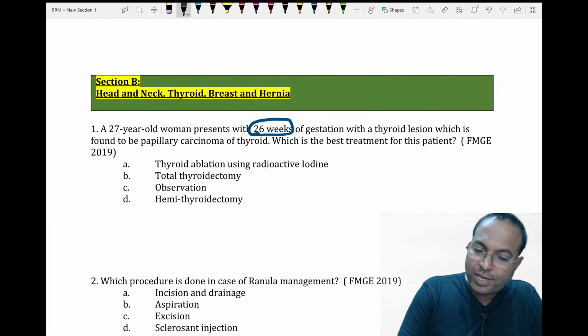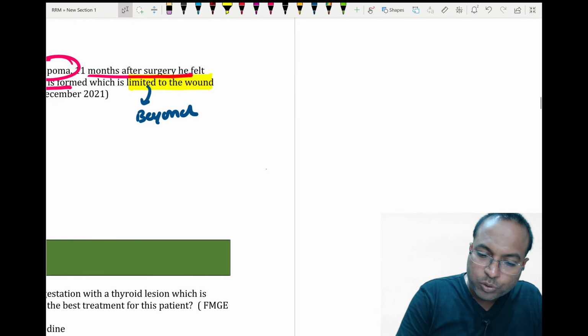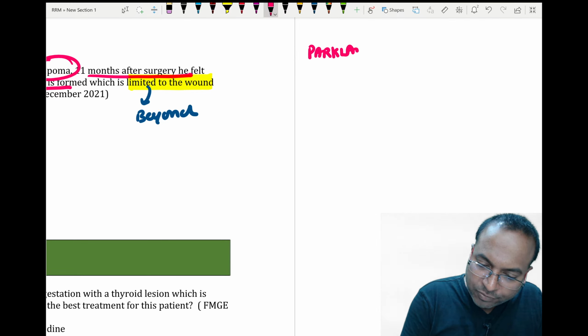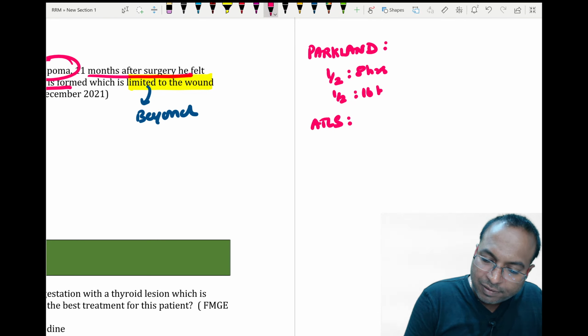For the past 4 years from the question paper, there is no question on Burns resuscitation. But if you want, you should know that in Burns resuscitation there are two methods: one is the Parkland formula, another is the ATLS formula. Half the fluid is given in the first 8 hours and the remaining half is given in 16 hours. This is common for both.